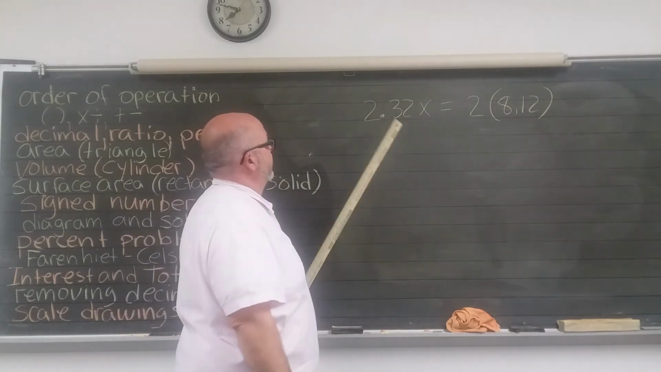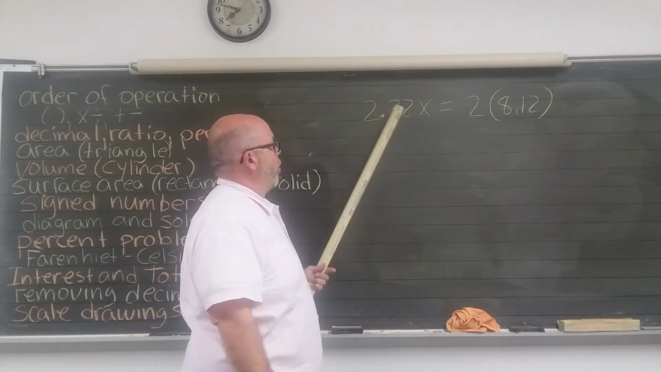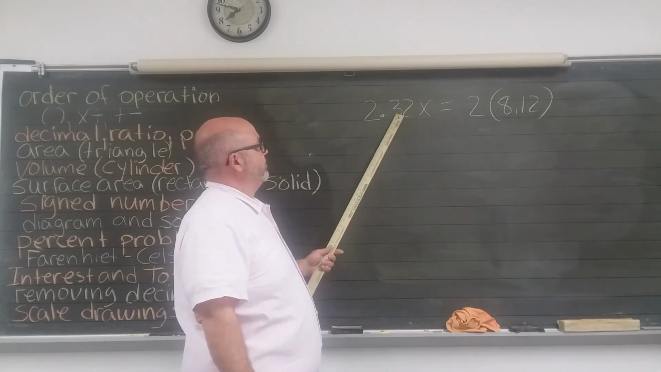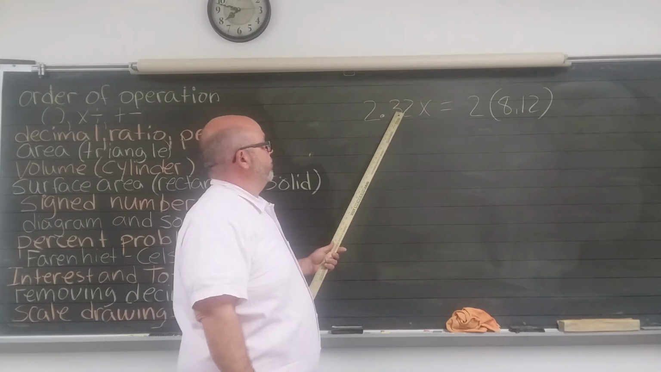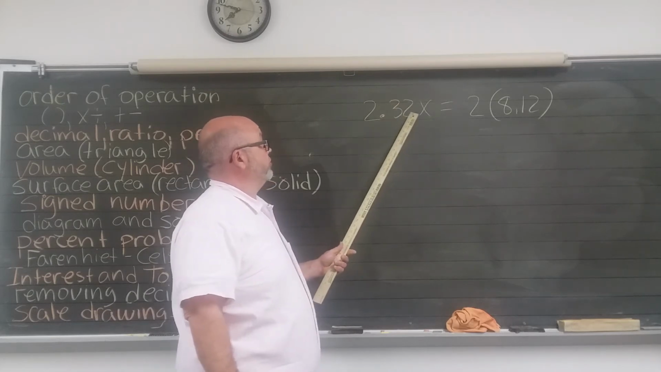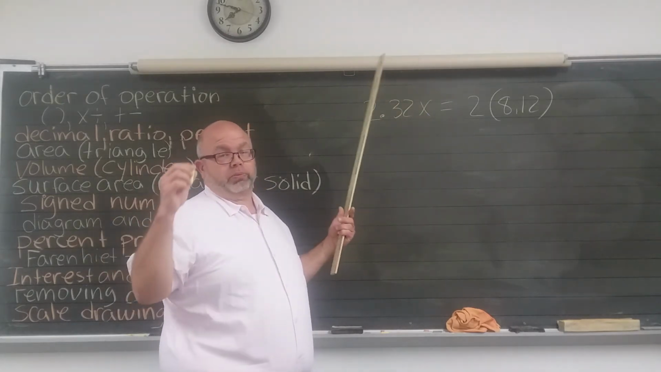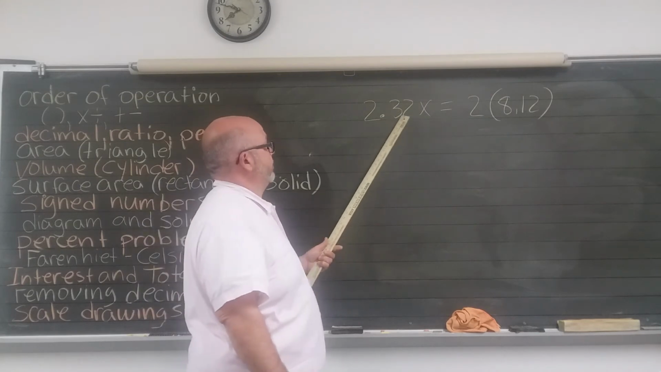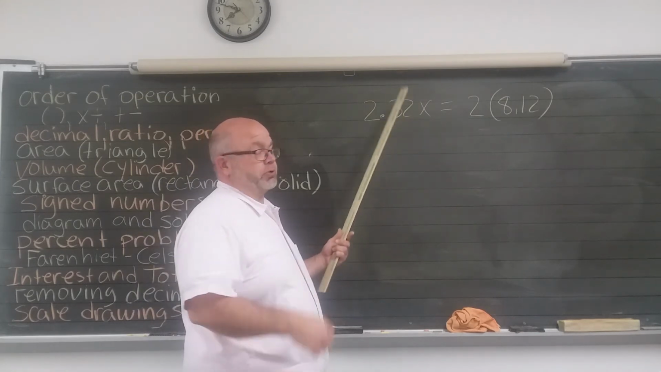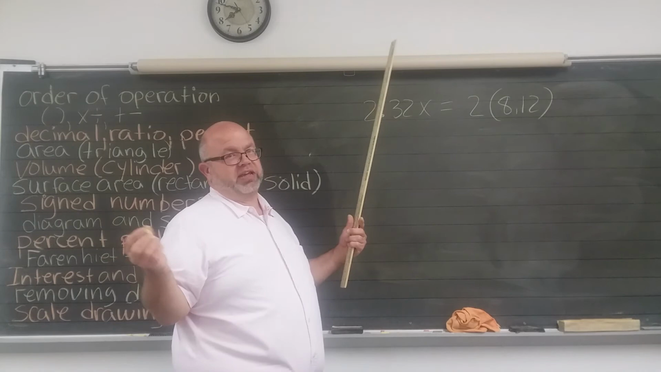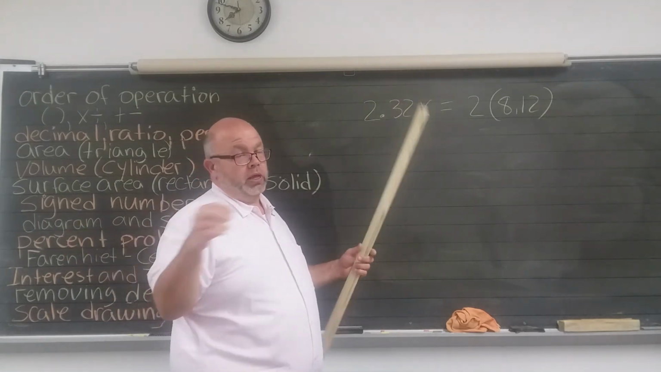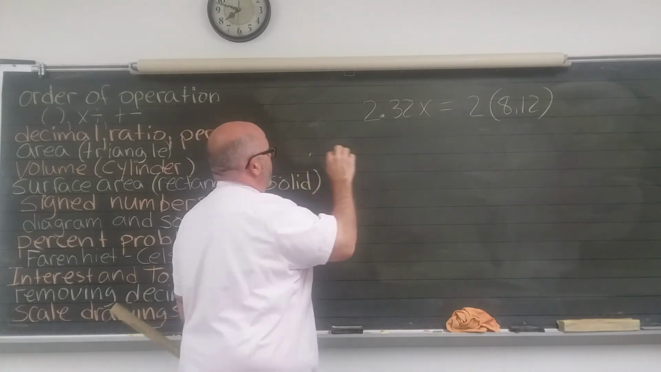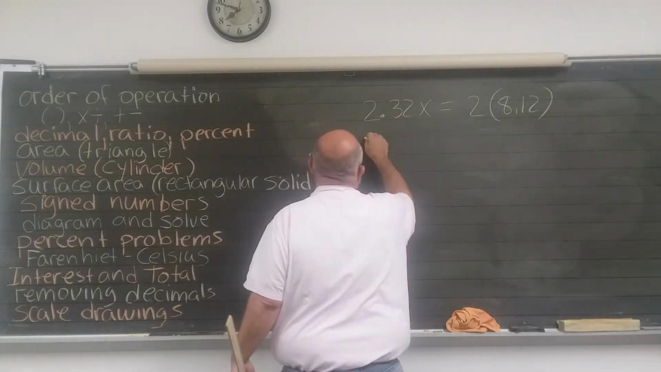How do you get rid of a decimal? How do you turn this decimal into a whole number? There are 2 places after the decimal: tenths, hundredths. So you multiply by what? Multiply both sides by 100. If it was just 1 place after the decimal, you would multiply both sides by 10. If there were 3 places after the decimal, you would multiply by 1,000. Multiply 100 to both sides of the equation.